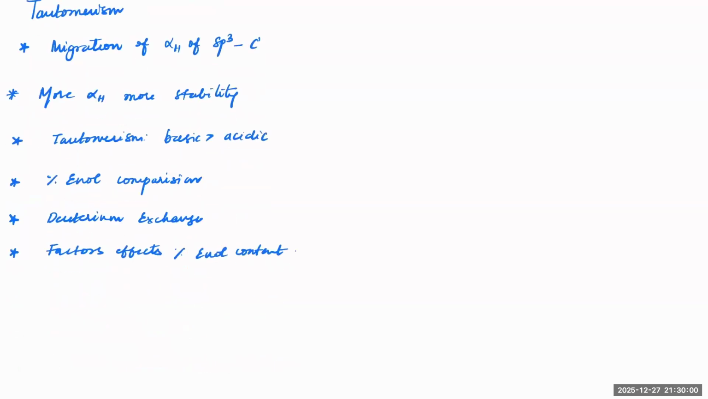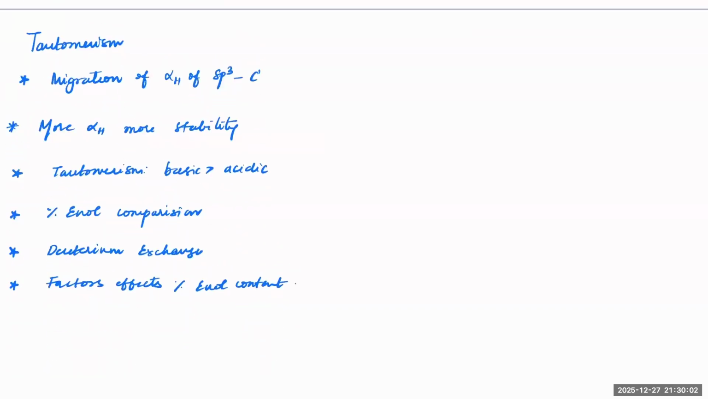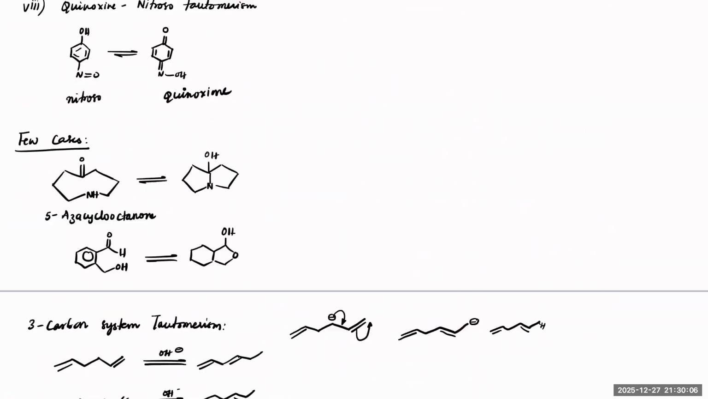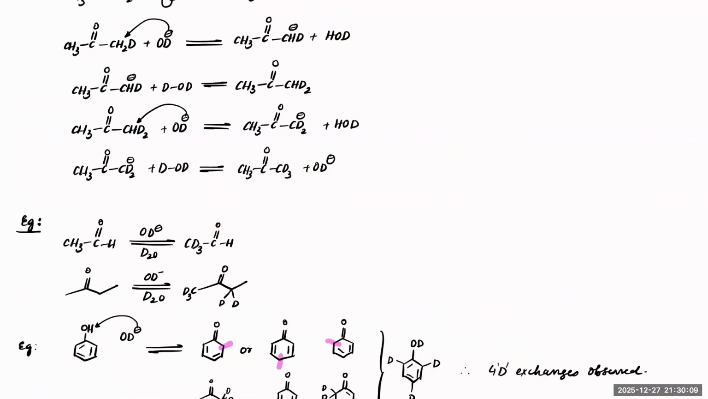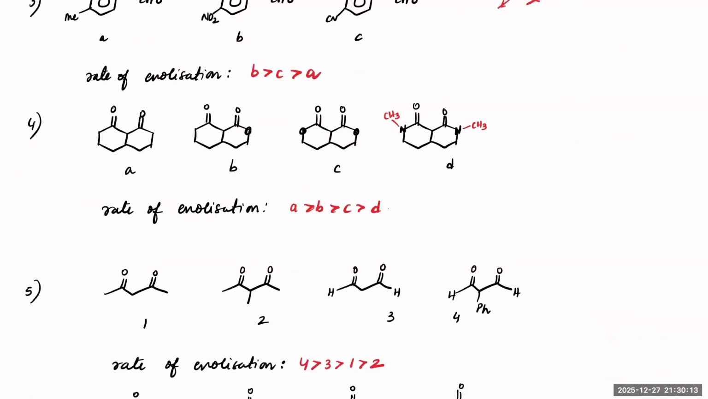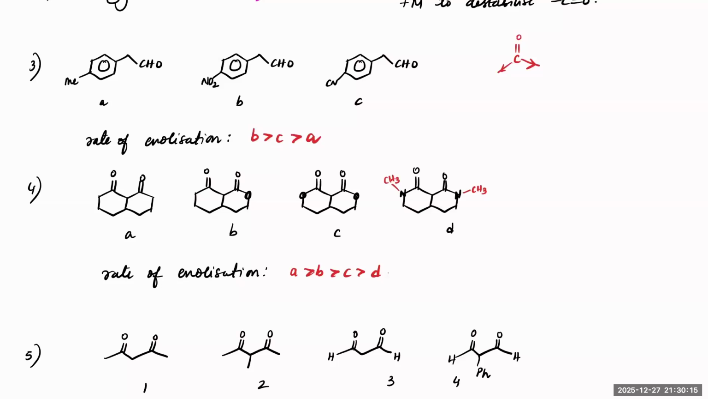Is it all clear? Whatever the cases I have taken, these are more than enough for your exam. Got it? Whatever exams you're going to attempt, this will be more than enough for it. Okay. So everybody, this is the first part of isomerism, which is structural type.